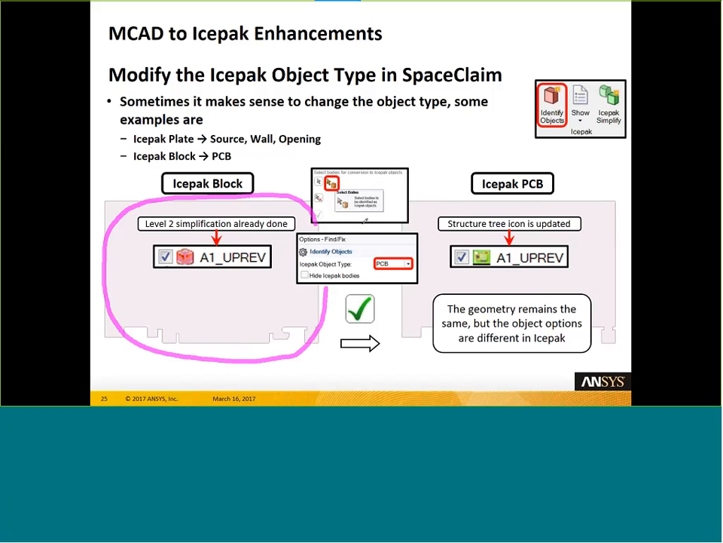But maybe you want to bring it into IcePack and have the advantage of using the PCB primitive. And this allows you to more easily set up things like orthotropic conductivity in the board. In that case, you would just convert it to a PCB object in SpaceClaim. You can also do this for 2D type objects in SpaceClaim. So you can convert an IcePack plate to a source or a wall or an opening, for example. So you may want to do this in some cases and convert objects before pulling them into IcePack.